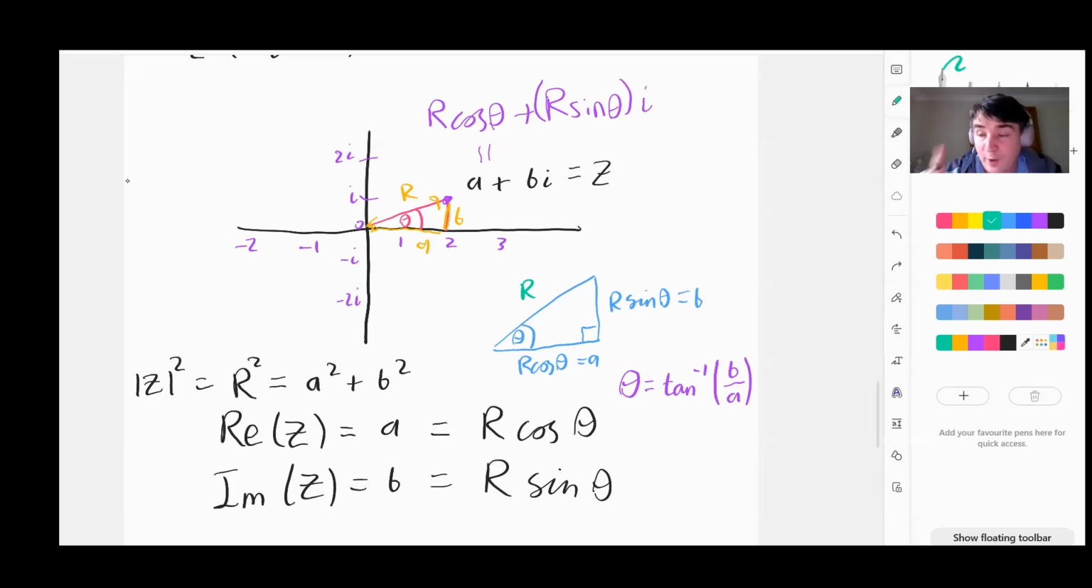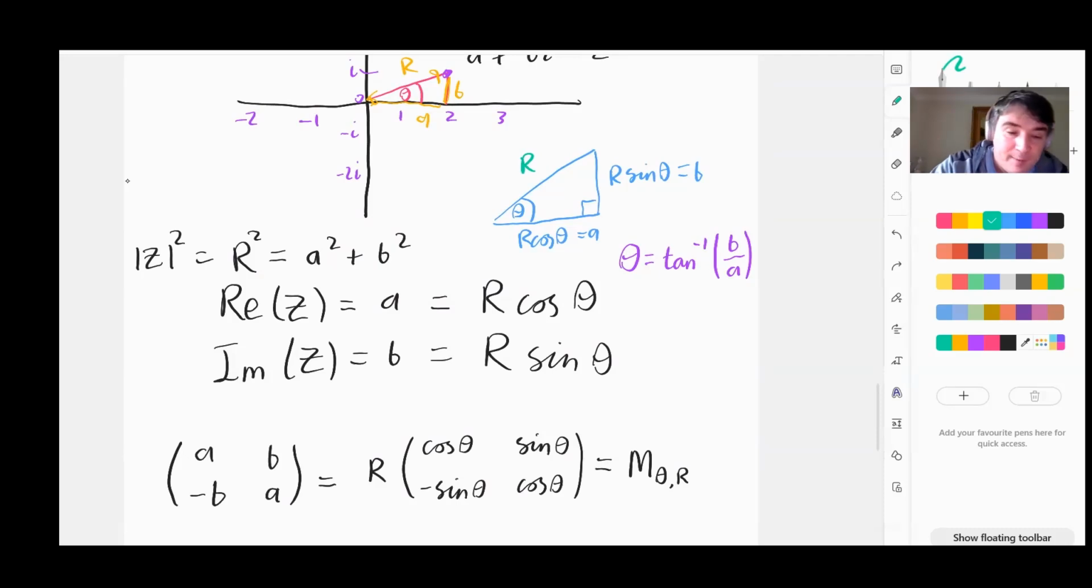And also this radius R, well, we can get that from Pythagoras' theorem. R squared is A squared plus B squared. That allows us to determine what this non-negative number capital R is. And then we can rewrite our quantity Z in this form. And, if you like, this is the formula which allows you to determine what this angle theta should be.